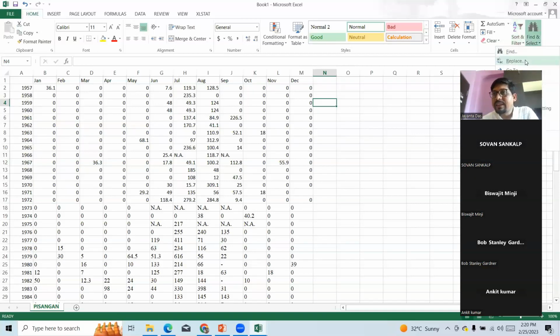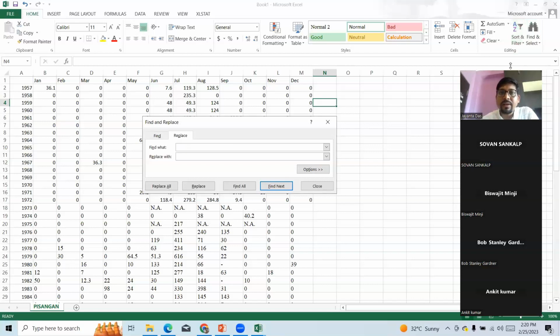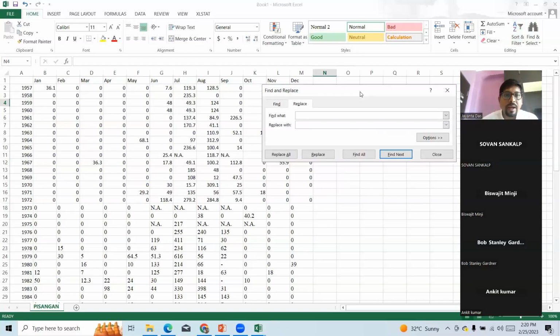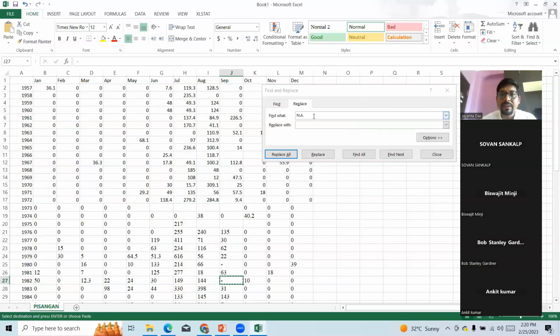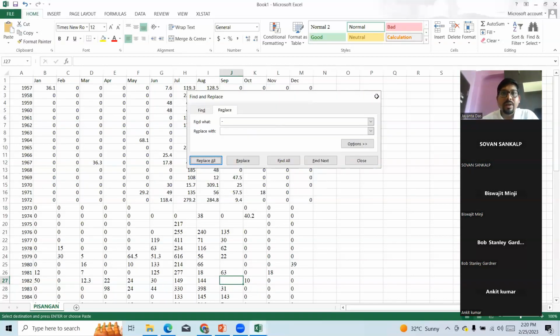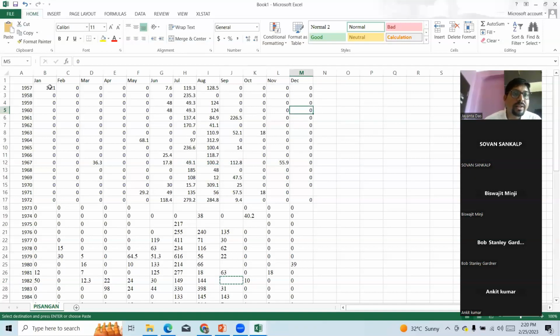Now we can replace this. Click on the replace button and copy this. Find what? And replace with null. Replace all. Ten replacements there. And also this symbol. Copy this symbol and place it here. Replace with null. Make two replacements. So now we have checked our quality.